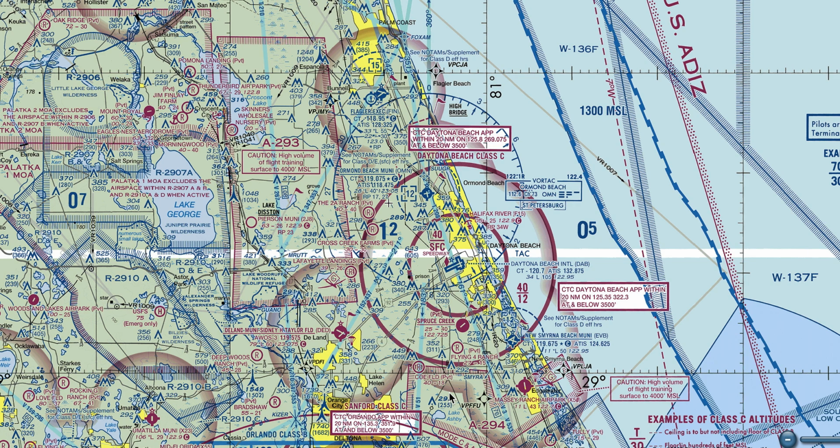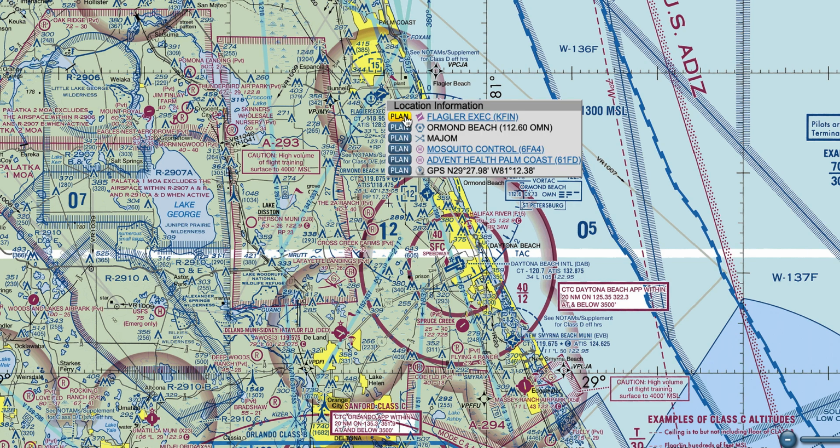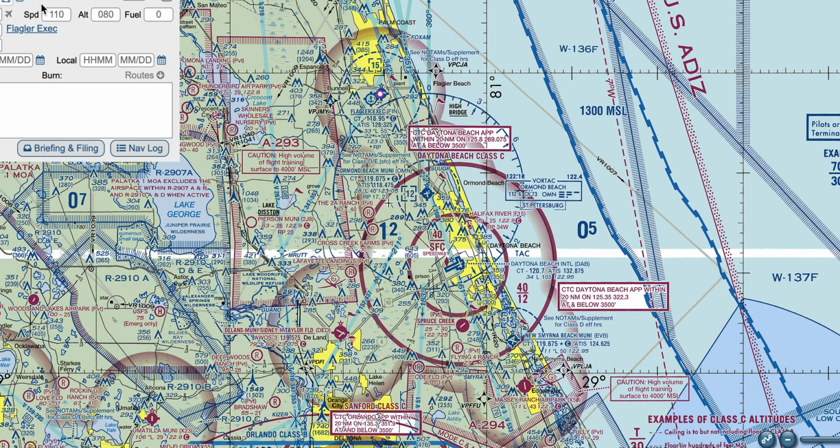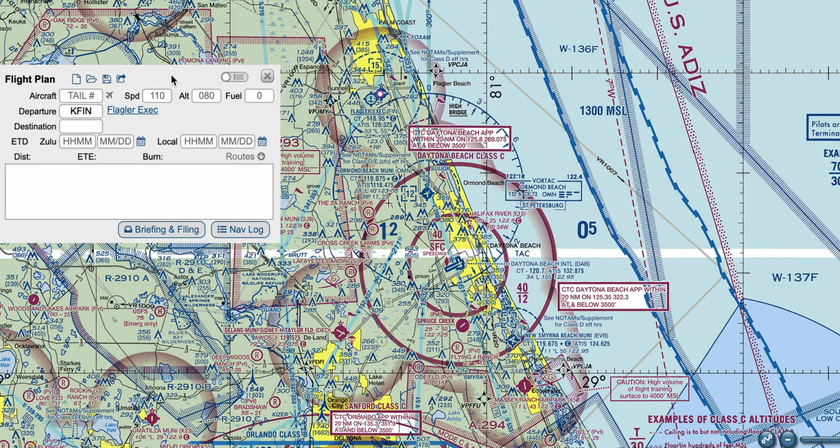So, first things first, we need to pick a departure airport. I picked, we're going to go from Flagler Executive to Daytona Beach. Now I know they don't call this Daytona Beach. I think it's Daytona Beach International. Interesting. DAB. So we're going to start here, and I'm just going to click the plan button. I'm on SkyVector for reference. Let me see if I can move this. Oh, sweet.